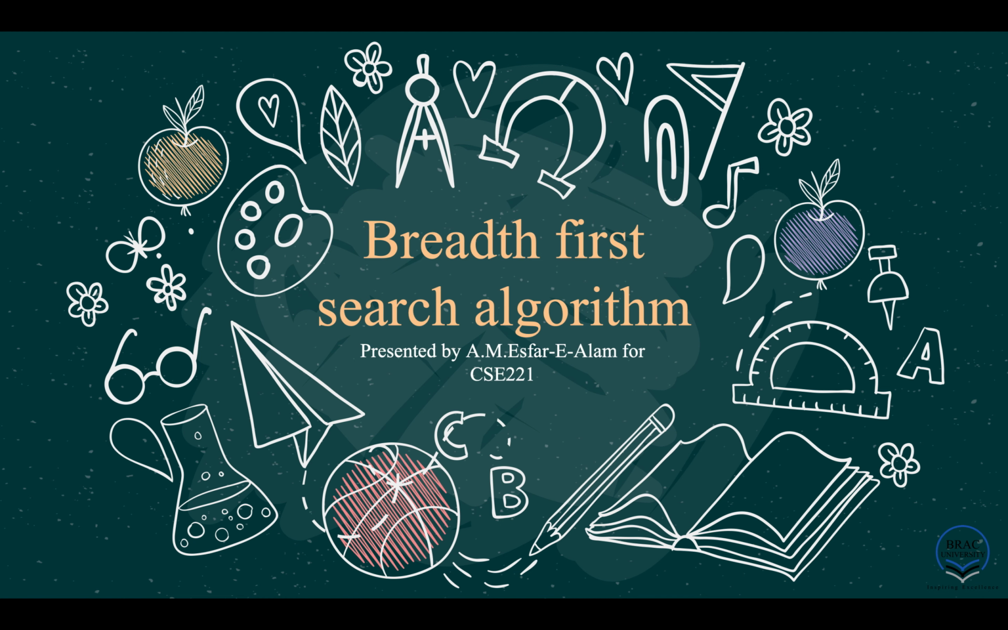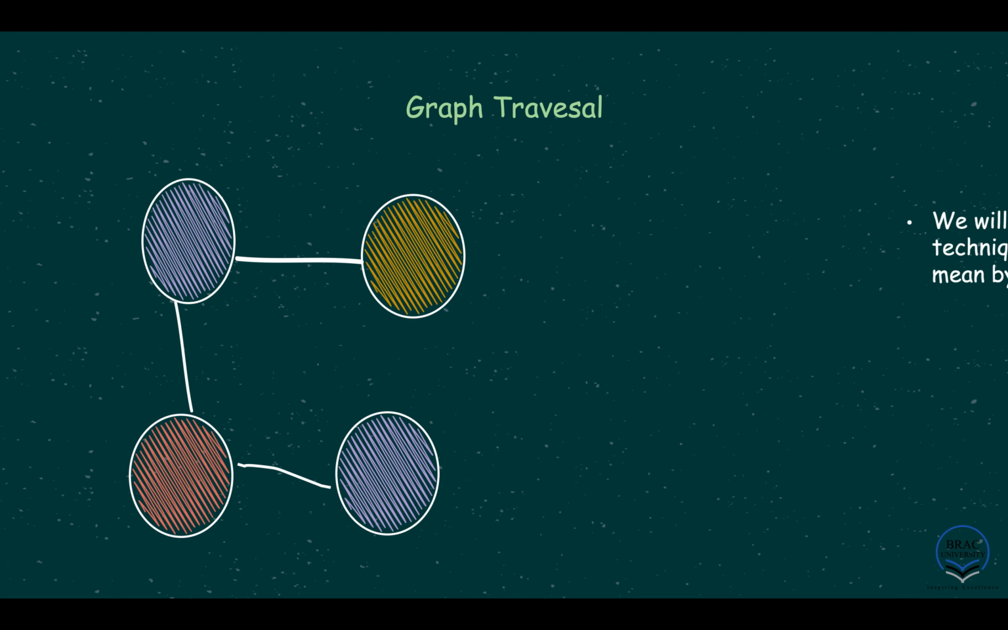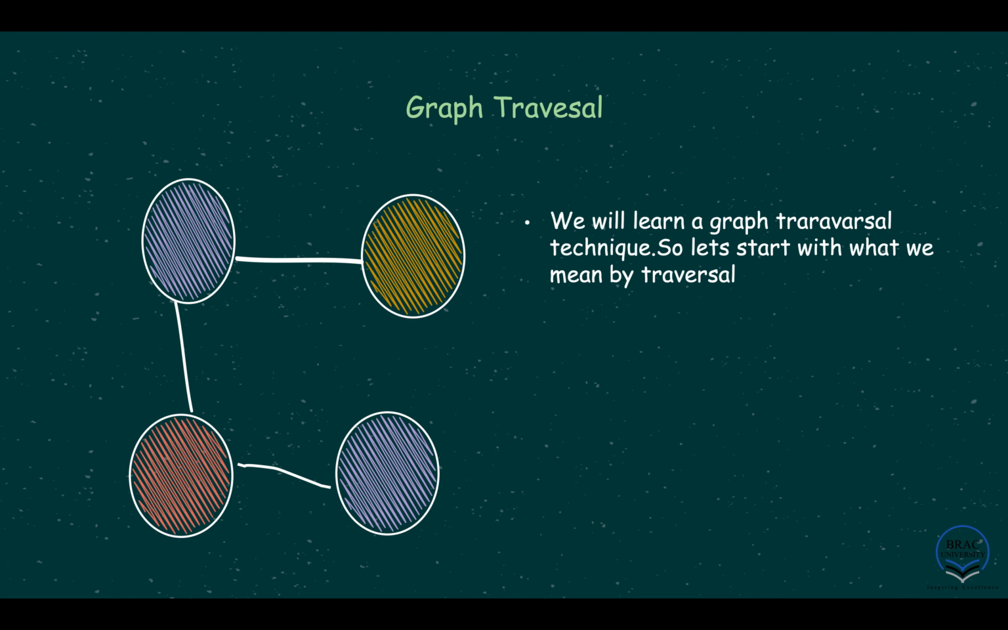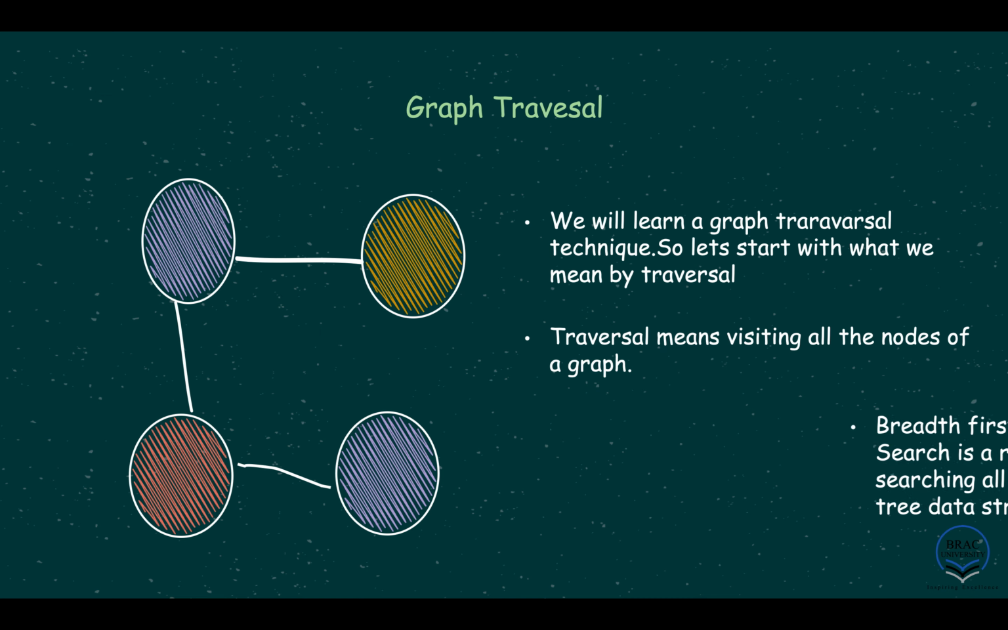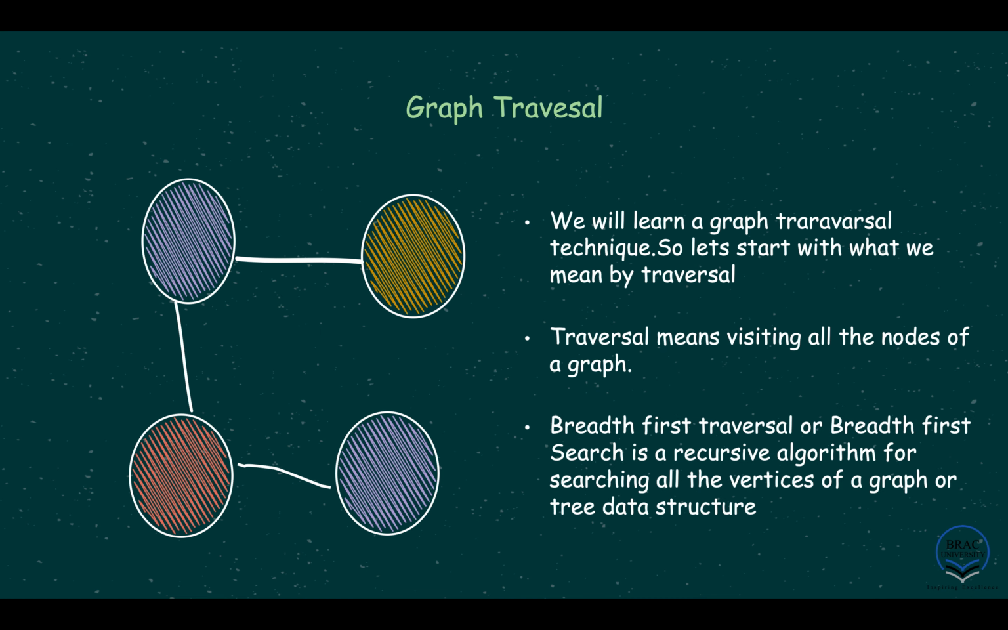Hello students, we are having a lesson of CSC 221 and today we'll talk about the breadth first search algorithm. We'll learn a graph traversal technique, so let's start with what we mean by traversal. Traversal means visiting all the nodes of a graph. Breadth first search traversal, or breadth first search, is a recursive algorithm for searching all the vertices of a graph or tree data structure.